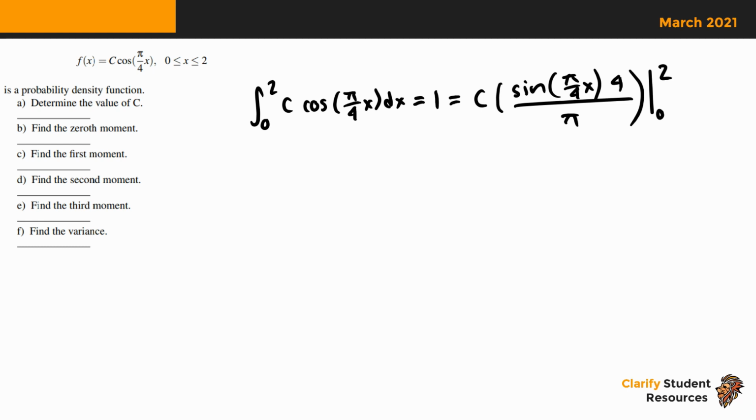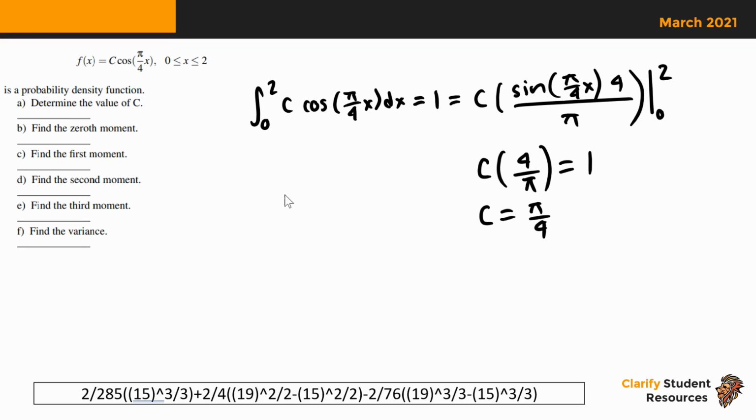So what you're going to see here is that sine 0 is actually just going to be 0. So we only need to care about the 2. So we take c, and then sine of pi over 4 times 2 is just going to be pi over 2, which gives us 1. So we get c times 4 over pi, and this is equal to 1, which basically means that c is equal to pi over 4.